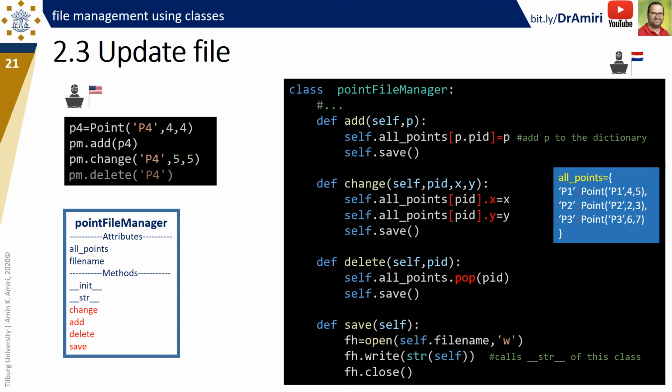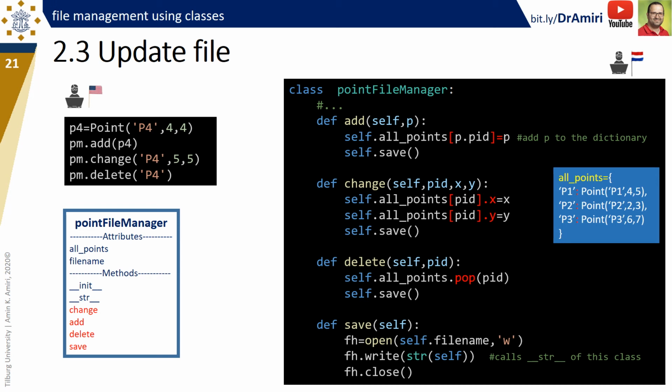With deleting a record, you only need to provide the ID of that point, and then that PID is given as an argument to the pop method of the dictionary, which removes that item from the dictionary. So now that that item is removed, you can simply save the file, save all points. Okay, how does this save work?